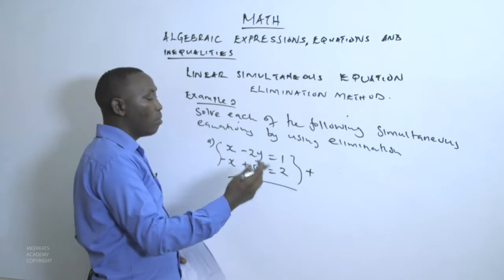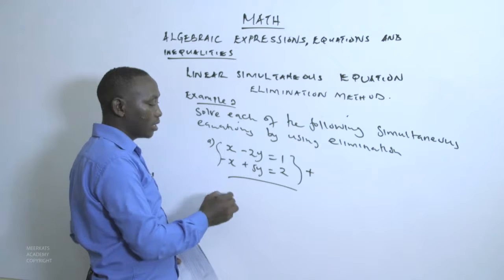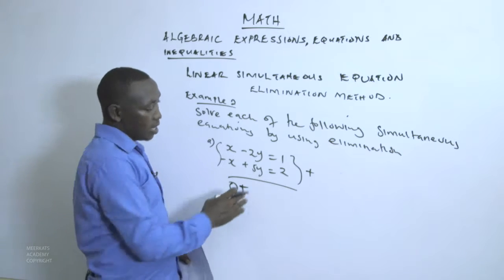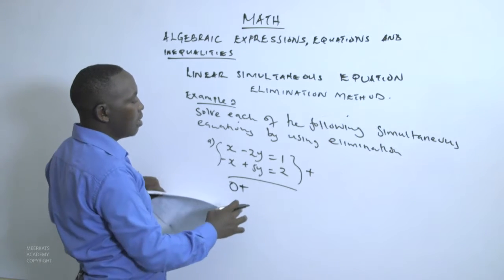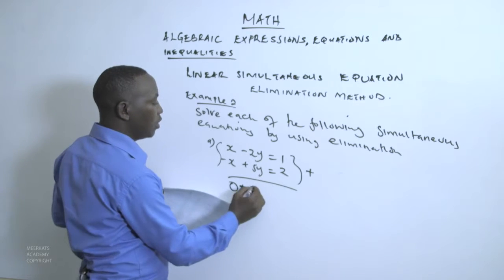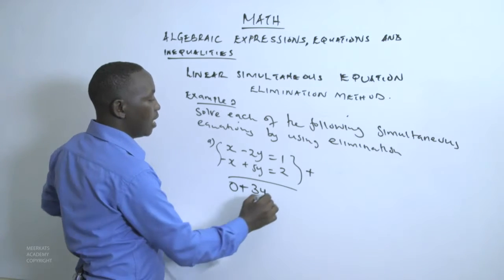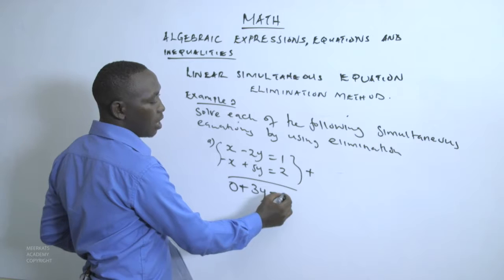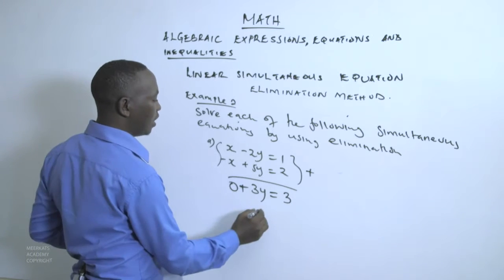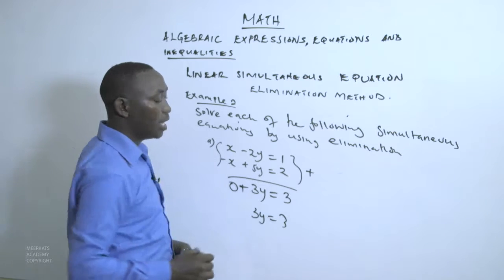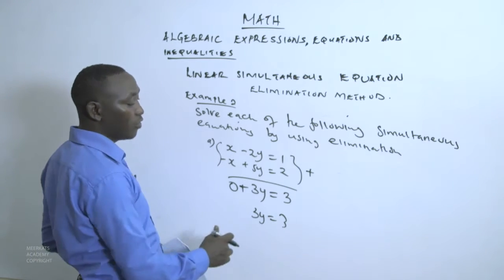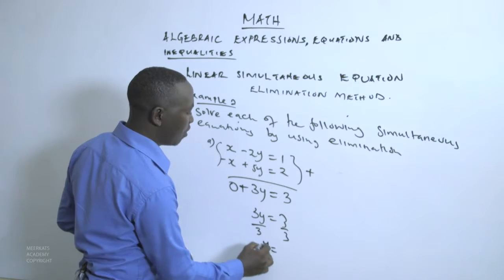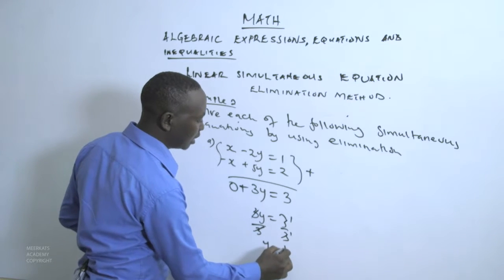X minus x, or plus minus x, will give us 0x, so this part will go to 0, and therefore I will have eliminated the value of x. Then minus 2y plus 5y gives me plus 3y, is equal to, adding the right hand side, 1 plus 2, which is 3. Therefore 3y is equal to 3 is our third equation, and we can solve it by dividing through by 3. The value of y is 1.